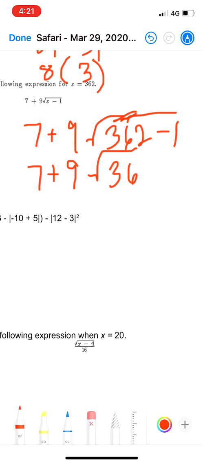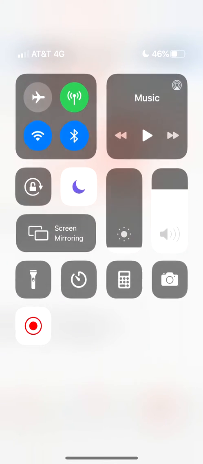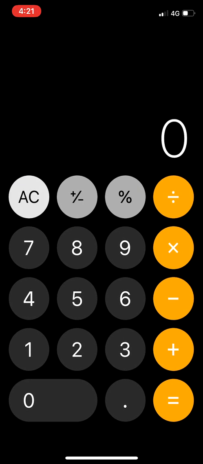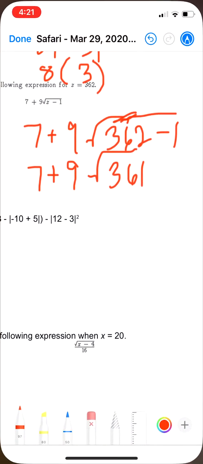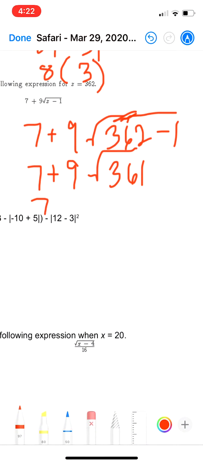Now here we go. The reason I'm doing this is so I could show you how to do this in your calculators. So you're going to want to find the square root of 361, which is 19. So then you do multiplication. So you have 7 plus 9. And since you figured out what the square root of 361 is, you're going to change that into parentheses just like you did with the absolute value and write 19.